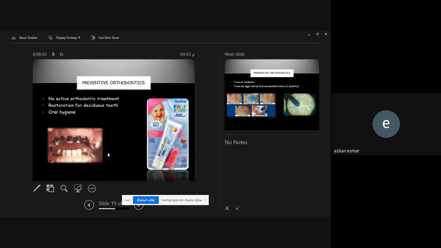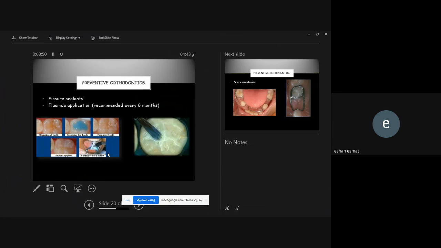We are just concerned with the restoration of the deciduous teeth or the oral hygiene of the baby, or we do fissure sealant for the newly erupted teeth, or fluoride application. It's recommended every 6 months. Here, there is no active treatment, we just try to preserve the deciduous teeth or newly erupted permanent teeth.